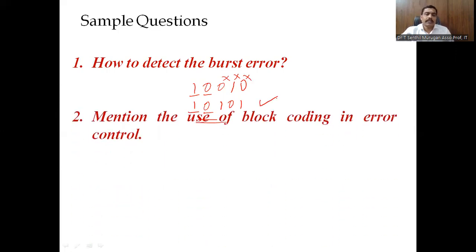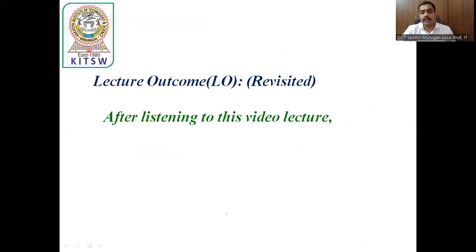Mention the use of block coding in error control. In error control we use redundancy. What is the meaning of redundancy? Adding extra bits. How can we add the extra bits? Using block coding techniques. That's why we use block coding in error control.